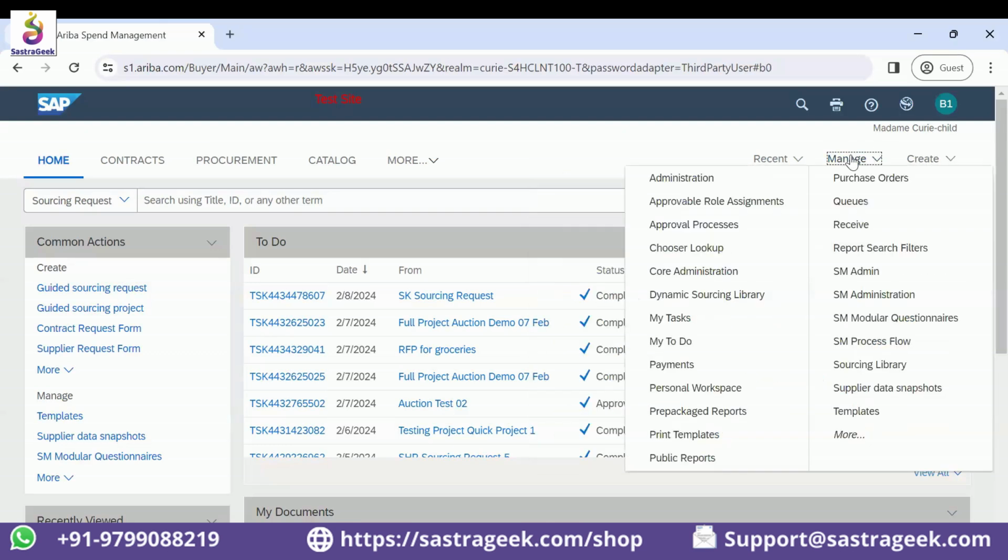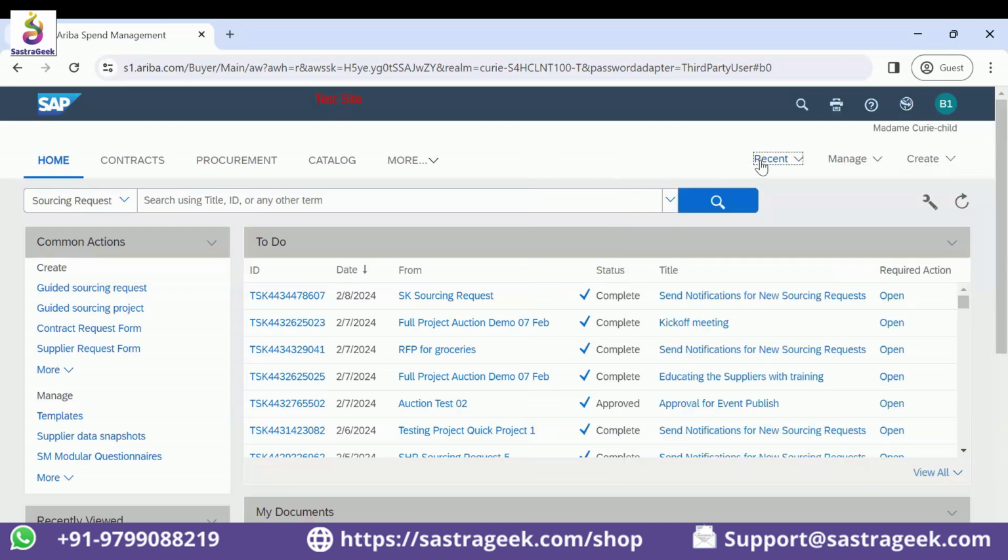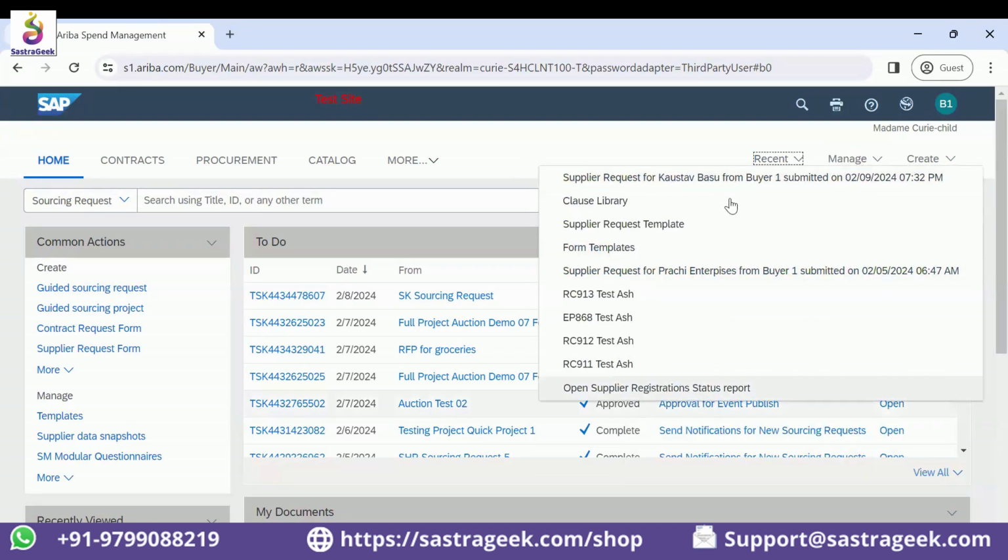And second, manage is basically an administrative activity. As a consultant, we get this permission to manage administration and core administration. When you look at administration, this is the place where you configure certain elements which are related to upstream. When you look at core admin, these are elements related to the buying and invoicing solution. And recent is simply a quick way to access whatever you have performed recently on your Ariba application.